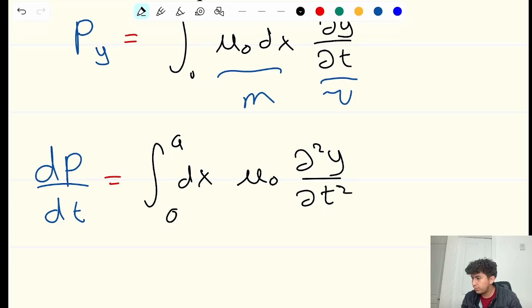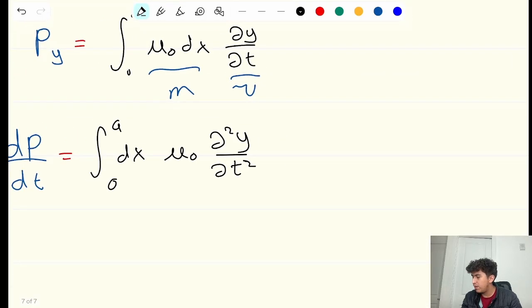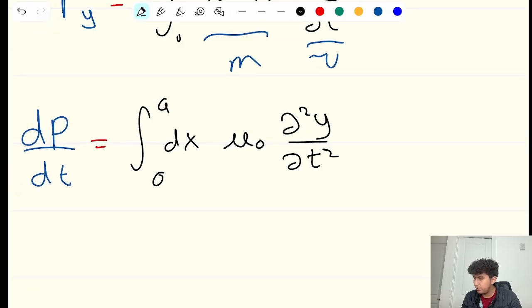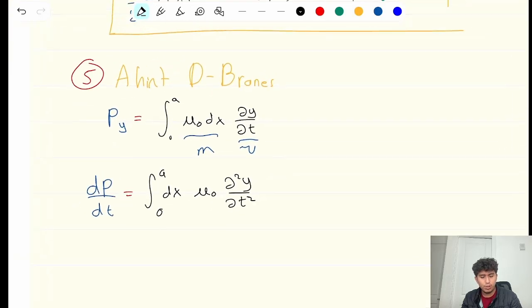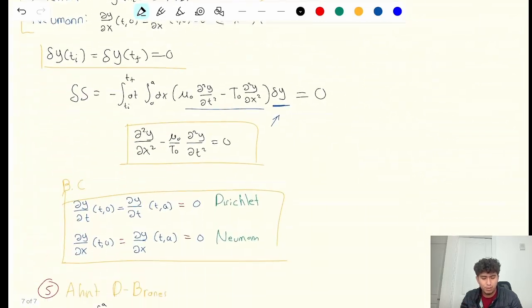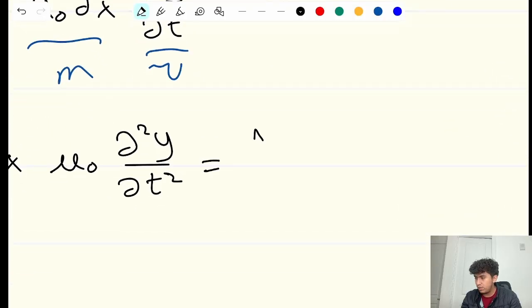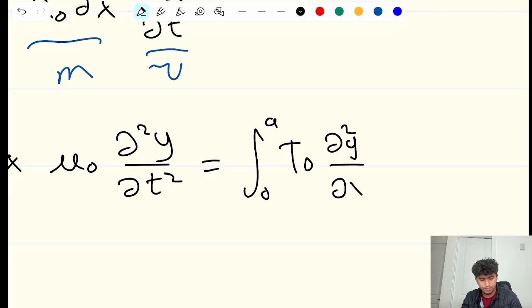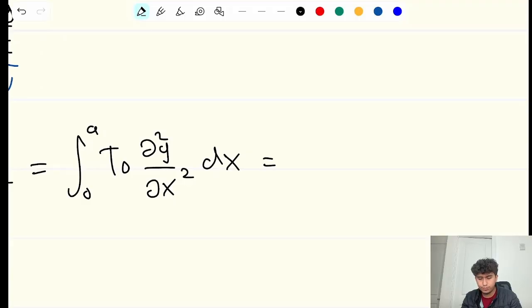Cool. Now I can use a relation between the speed. Wait, let's see. Here I can use the wave equation. So if you remember the wave equation that was here, we can use it here to change this into this integral dx. Okay, cool. So then this is gonna get you this.